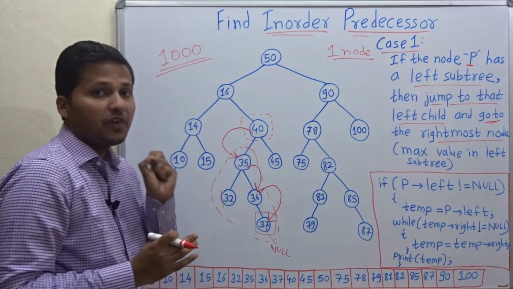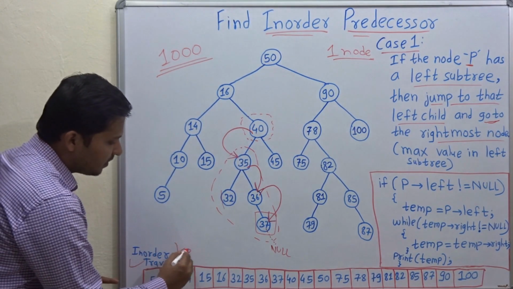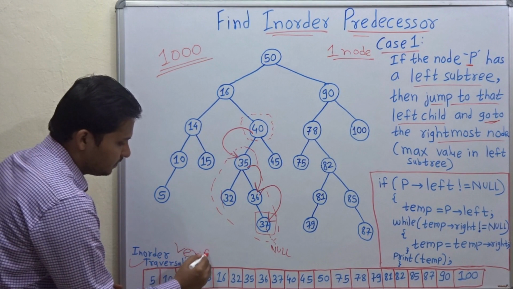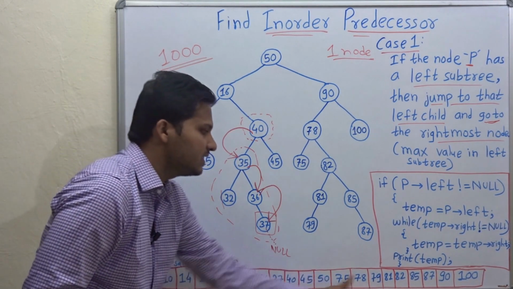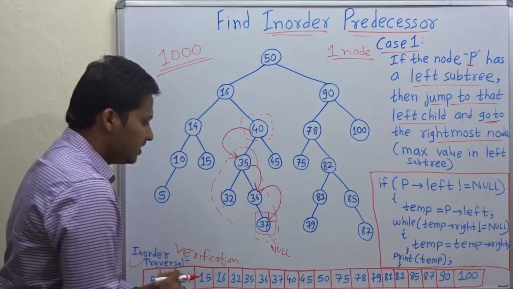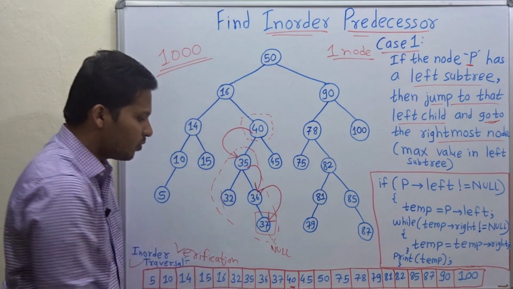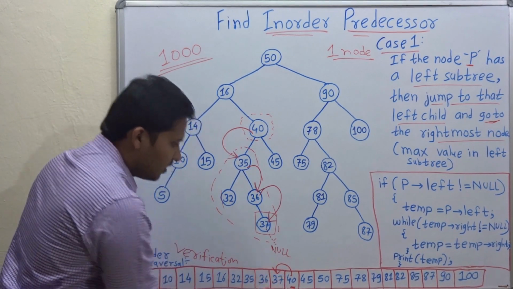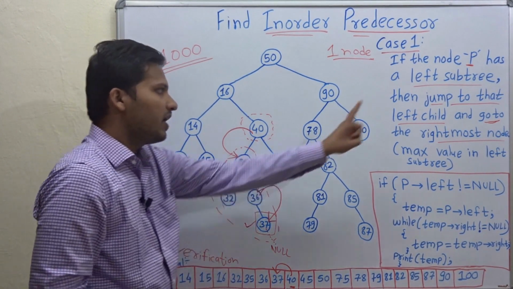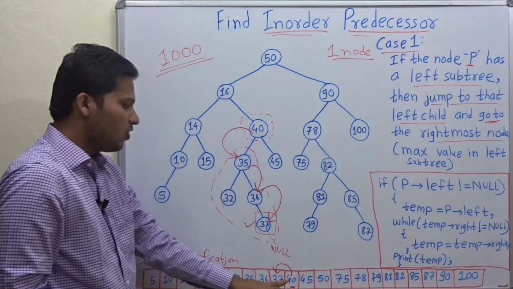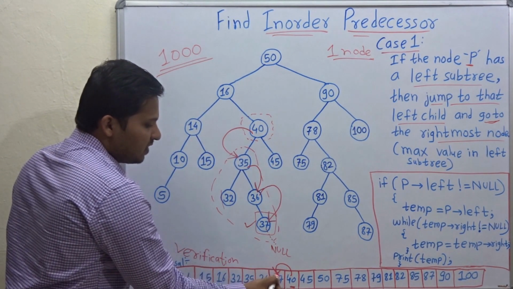Okay, let's verify our answer. This in-order traversal, I have written it for verification. Whatever answers we are going to find out, we will verify in this in-order traversal. So let's see, for 40, what is the in-order predecessor? 37. So yes, our answer is correct. The in-order predecessor by our mechanism is correct, because in the in-order traversal also the node which is previous to 40 is 37.